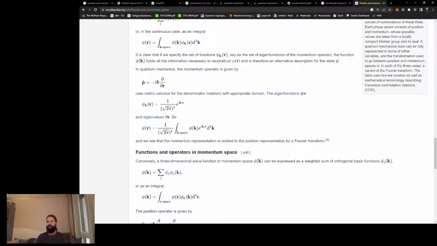So the eigenfunctions of the momentum operator are basically those wave functions that the momentum operator will just scale. You know what I mean? This is where I'm currently struggling a little bit.